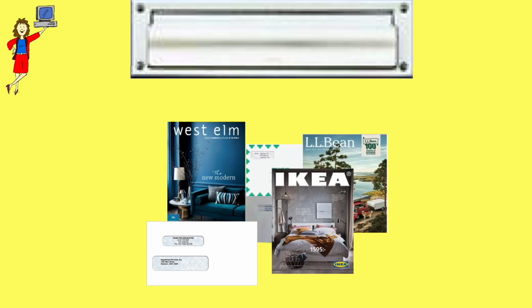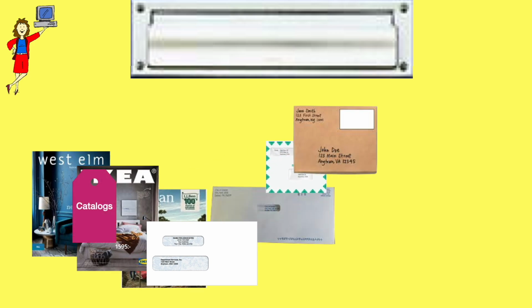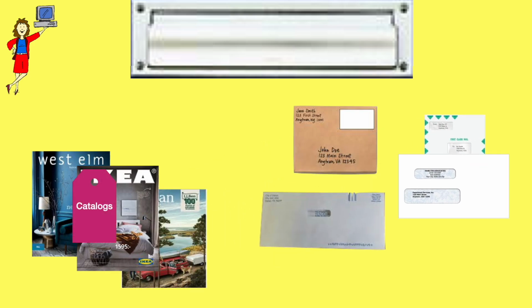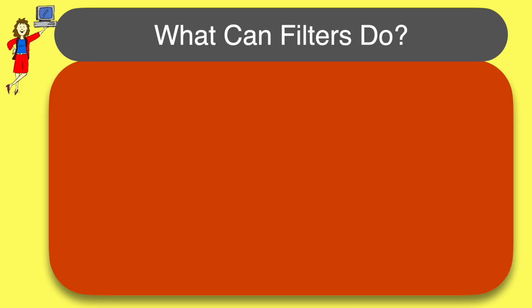A filter is a rule you create to automatically sort and manage your incoming email, just as you might sort paper mail into bills, personal letters, junk mail, catalogs, and so forth. Filters can do that kind of organizing for your email instantly and automatically once you set them up. What can filters do for you?